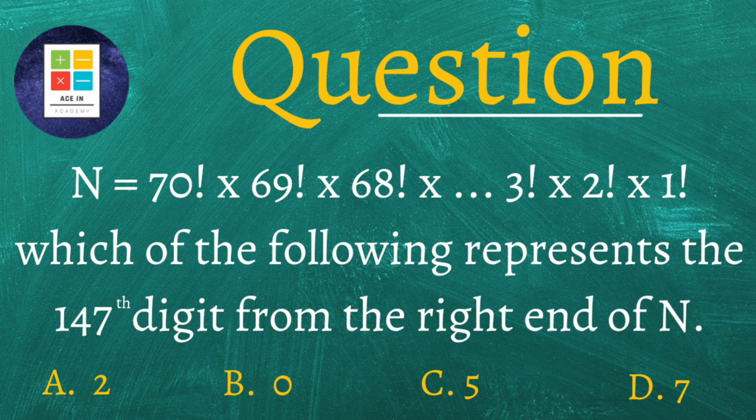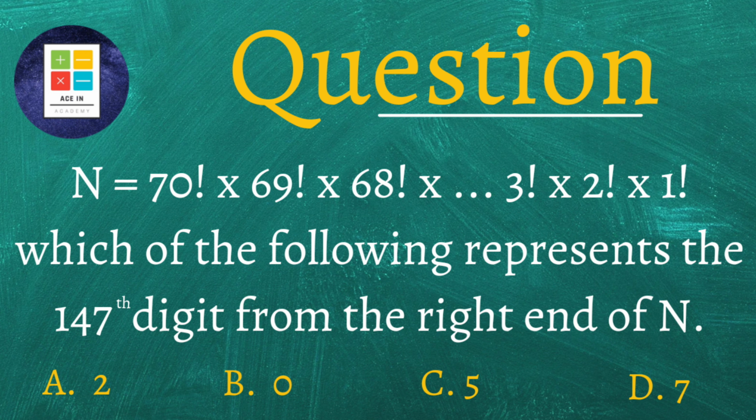As you can see from the title of this video, in this video we'll solve another very interesting question on the topic of number system, and this is an expert level question. The question is as follows: n is equal to 70 factorial into 69 factorial into 68 factorial all the way up to 3 factorial into 2 factorial into 1 factorial. Which of the following represents the 147th digit from the right end of n?